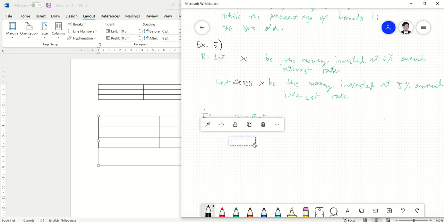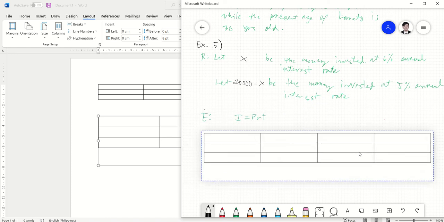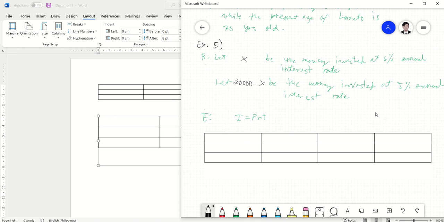Okay, so kailangan natin ng table. So maglalagay tayo ng table dito. Okay, ayan. So ano yung ilalagay natin dito? Yung mismong formula ng ating interest, which is I is equal to PRT. So dito, yung principal. Pag sinabi natin principal or P, ito yung amount na na-invest. Okay?